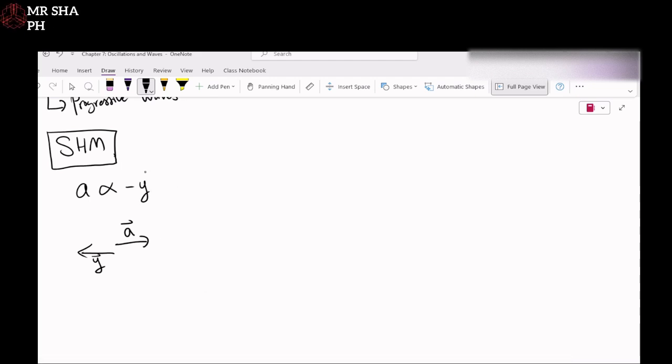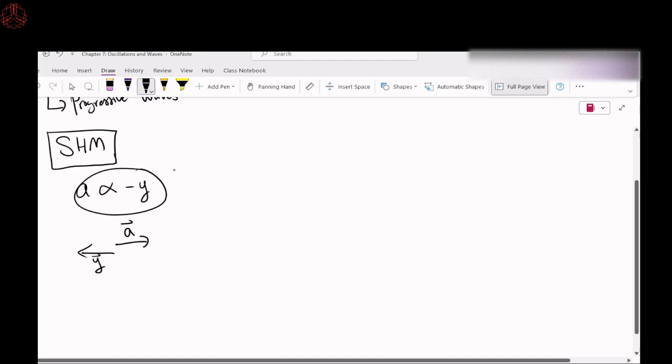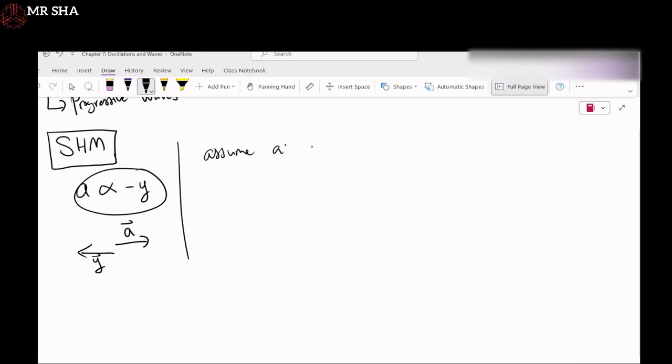Now, how do we find an equation for that? This is just a relationship. We can assume a solution. Simple harmonic motion simply means that it is periodic. So in other words, we want it to go up and come back down, go up and come back down. And I don't know about you, but that looks like a sine wave to me. Okay, so I'm going to assume a sinusoidal solution.